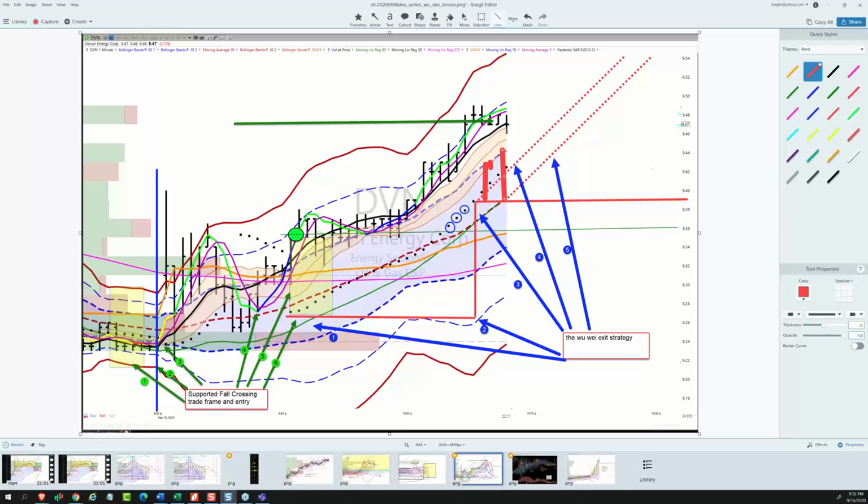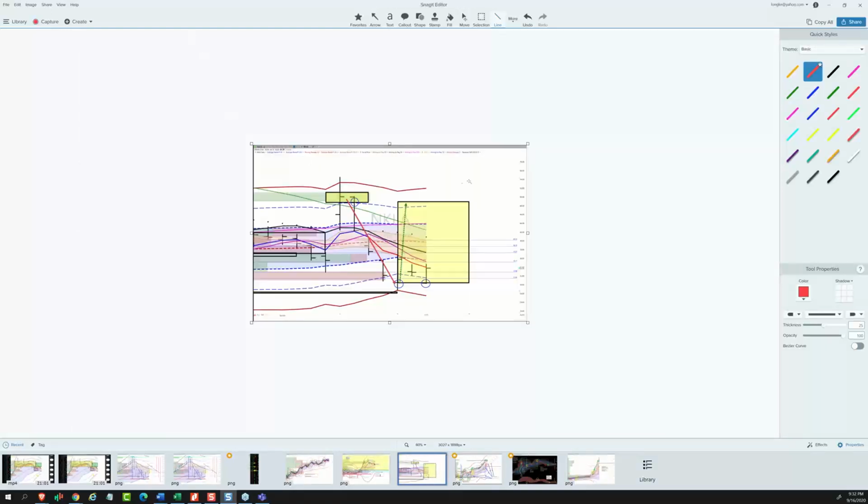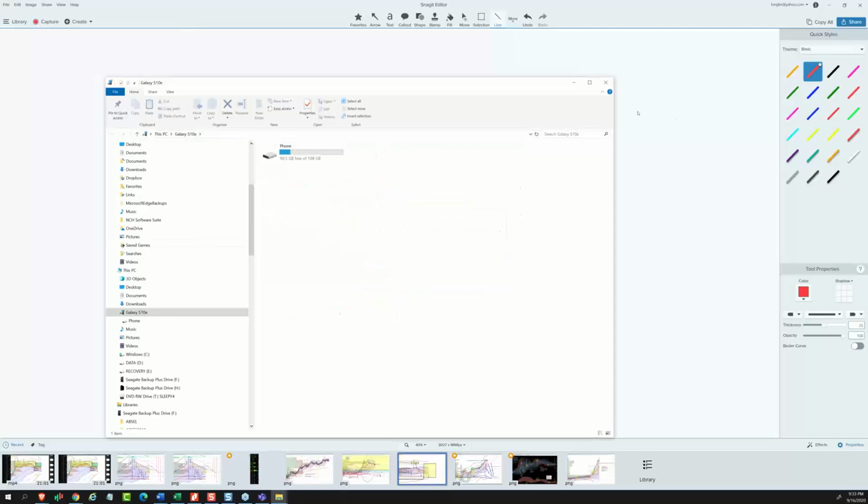Okay? So good lesson for you. Let's see what's the next one here. Oh, so let me say, yeah, Devon Energy ended up being massively good. As we saw, it was like up 6%. So that trade went on for a good long while.